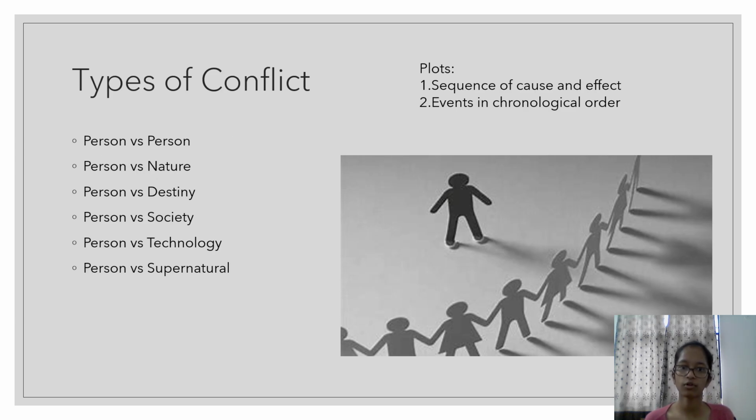Here are some types of conflict: person versus nature, person versus destiny, person versus society, person versus technology, and person versus supernatural. And your narrative writing could be based on any of these conflicts. Now here's an image which shows person versus society. Now let's understand what plots are. So plots are sequence of cause and effect, and they are events in chronological order.